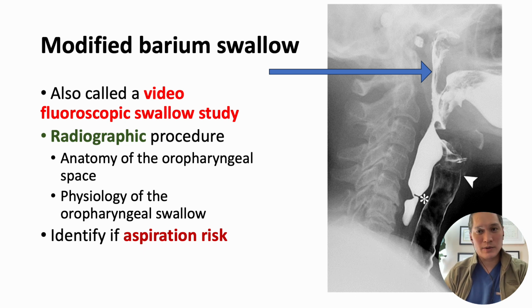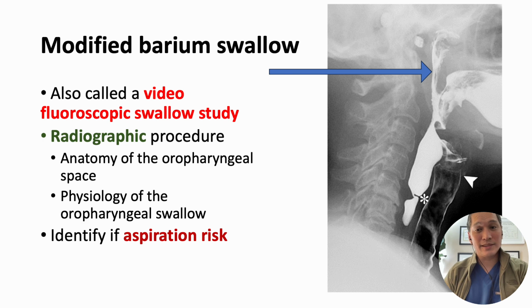a modified barium swallow. Keep in mind that it is also called a video fluoroscopic swallow study. So in your exam, they could either give you a modified barium swallow or a video fluoroscopic swallow study as one of the answer choices. So this is a radiographic procedure. It's designed to define the anatomy of the oral cavity, the pharynx, and the cervical esophagus, as well as the physiology of the patient's oropharyngeal swallow.